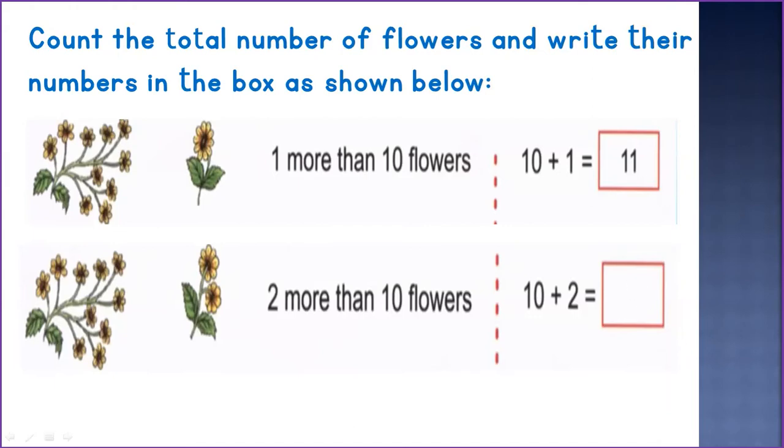10 flowers का bunch है, उसमें और आपने 2 flowers अगर आप मिलाएंगे, ज़्यादा कर देंगे तो आपके पास 12 flowers हो जाएंगे. कितने हो जाएंगे? How many flowers do you have? 12 flowers. Clear? Yes, 12. Now comes to next.